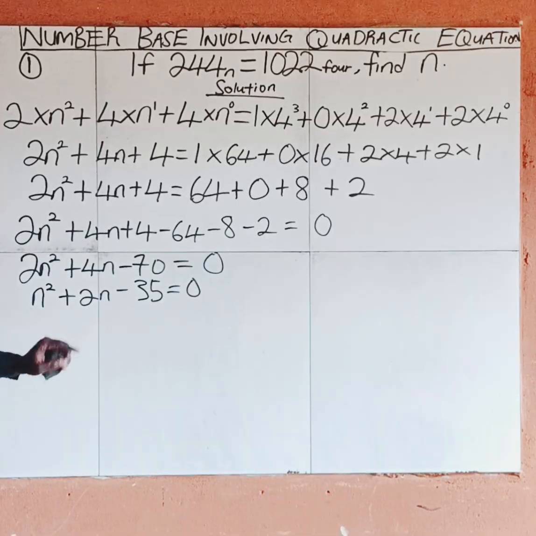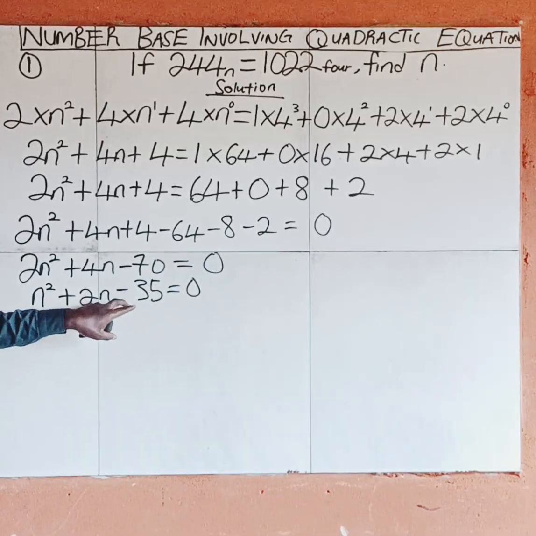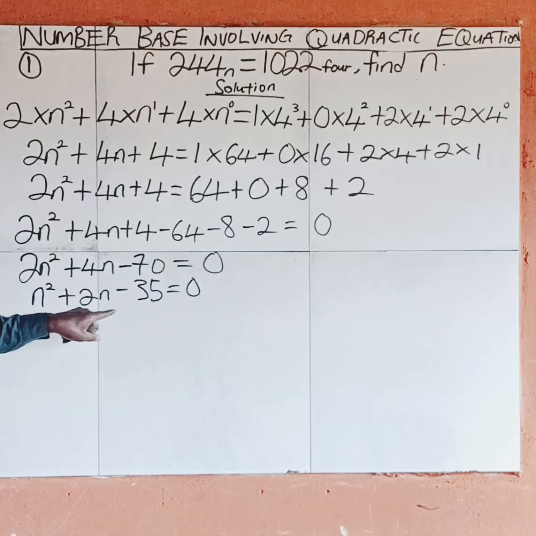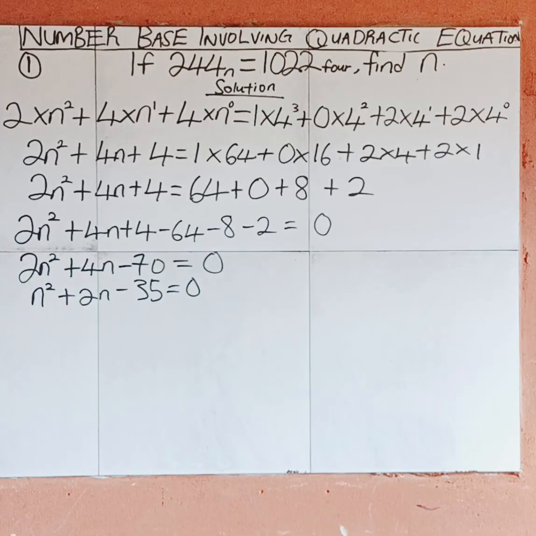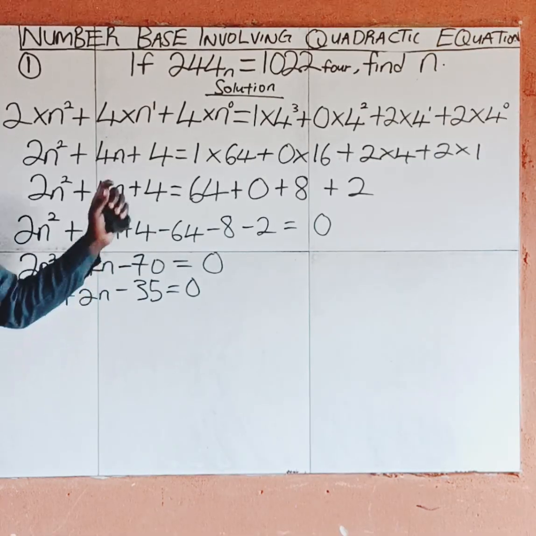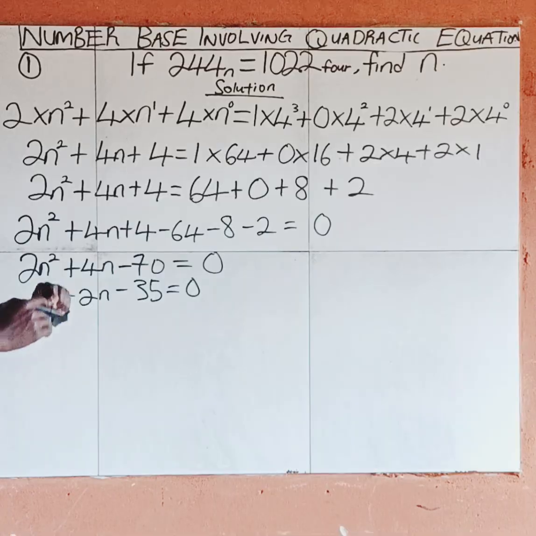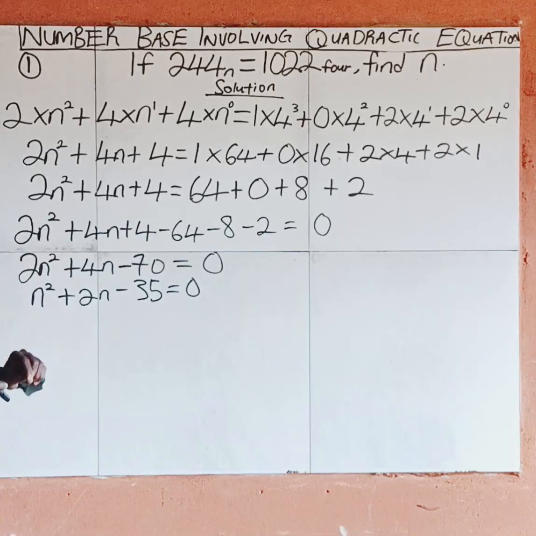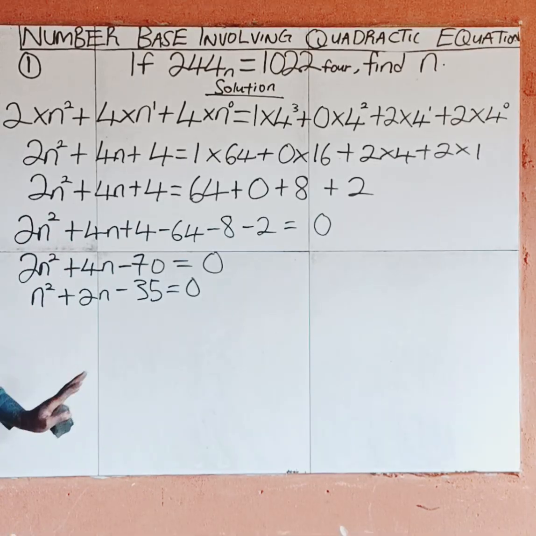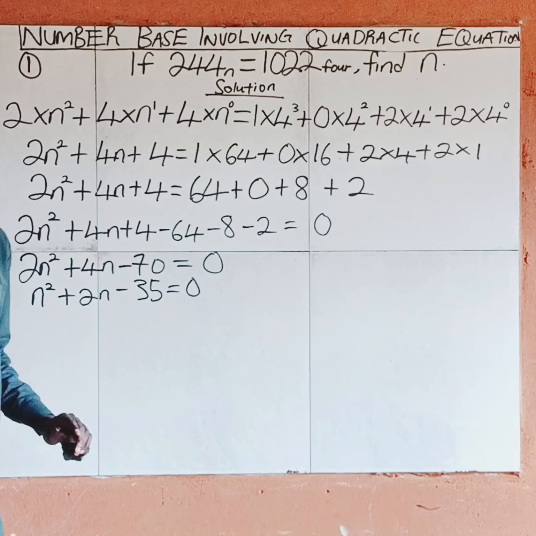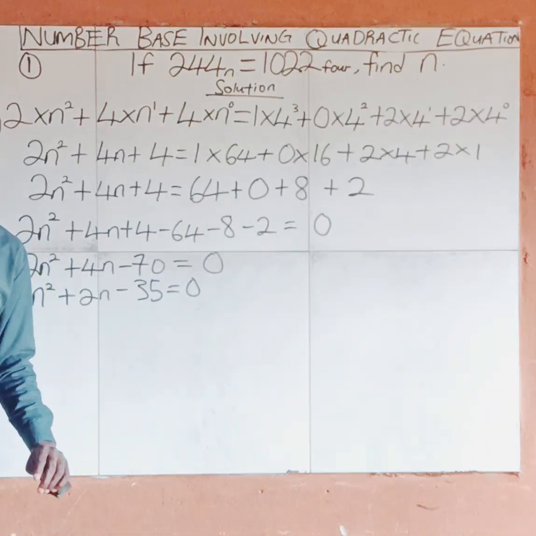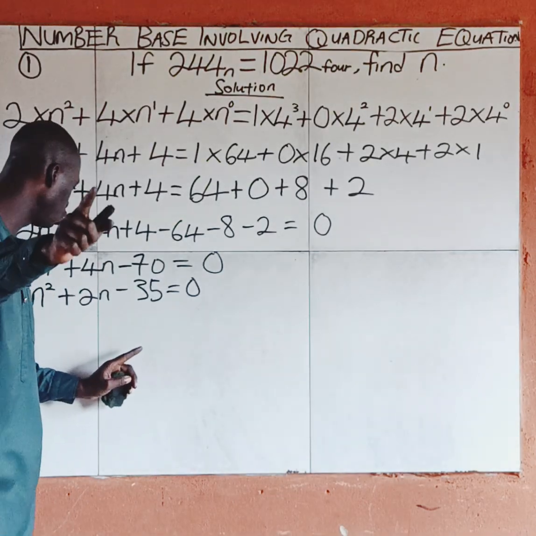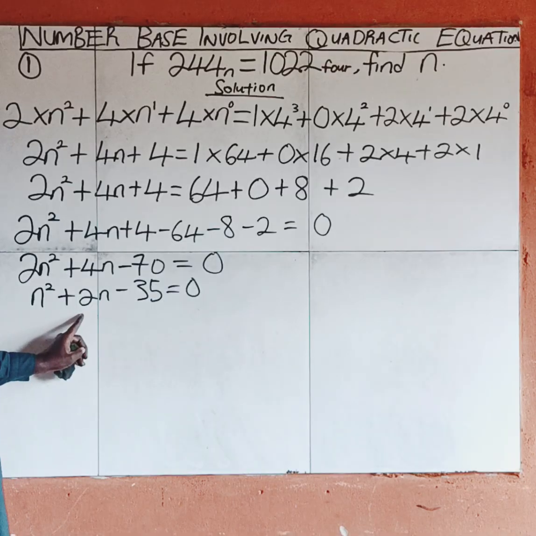You are going to look for two numbers in mathematics that, if you multiply them together, will give you negative 35, and if you add them together, will give you plus 2. Those are the two numbers we are looking for. What are the two numbers that we multiply together to get negative 35, and when I add them, I get a positive 2?